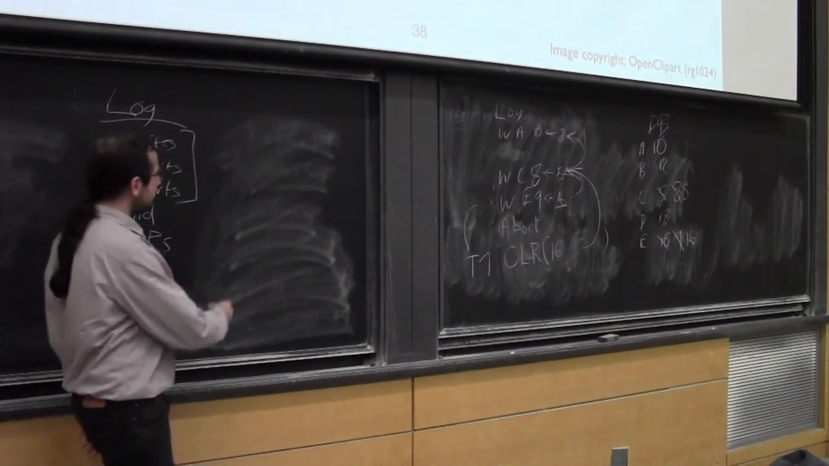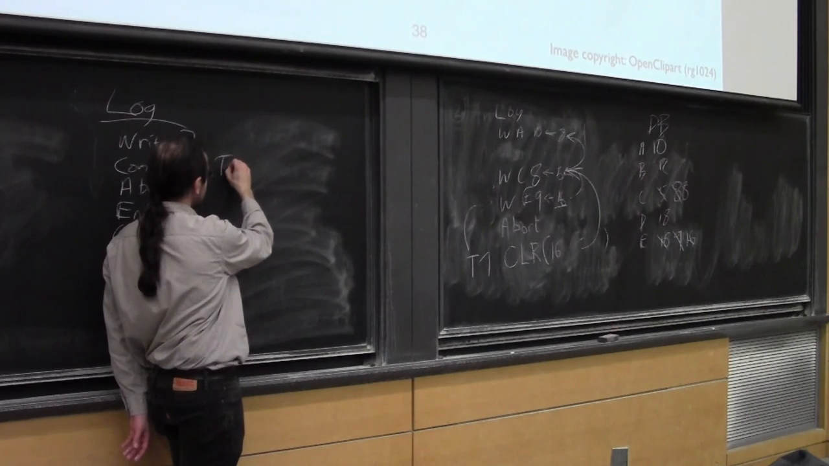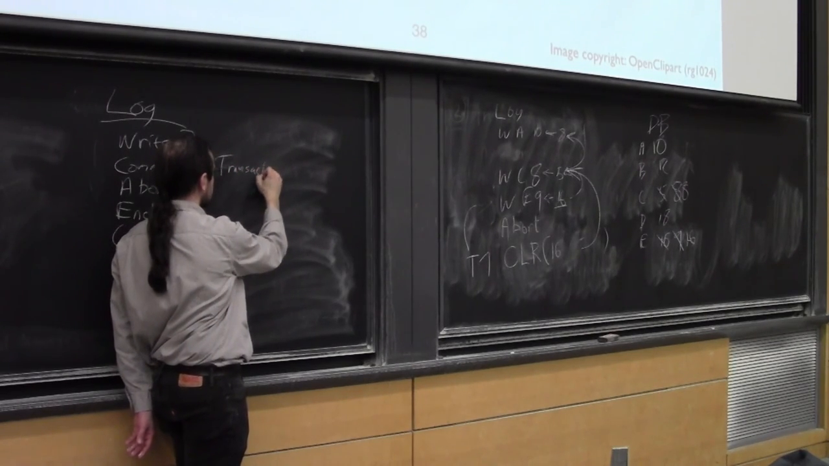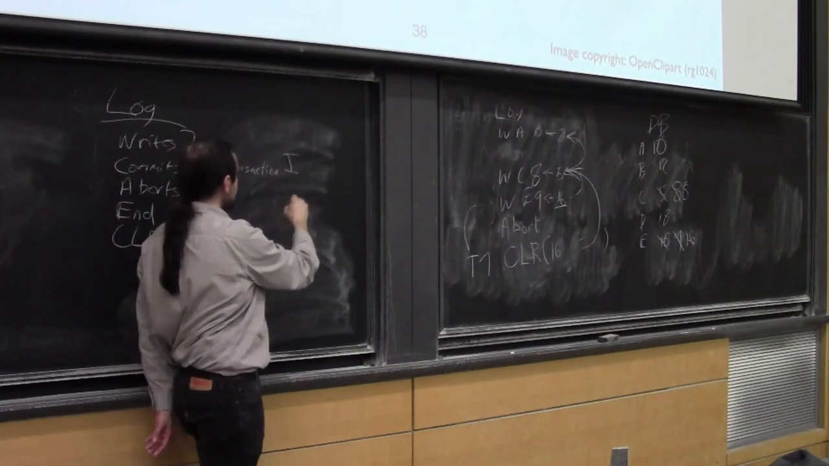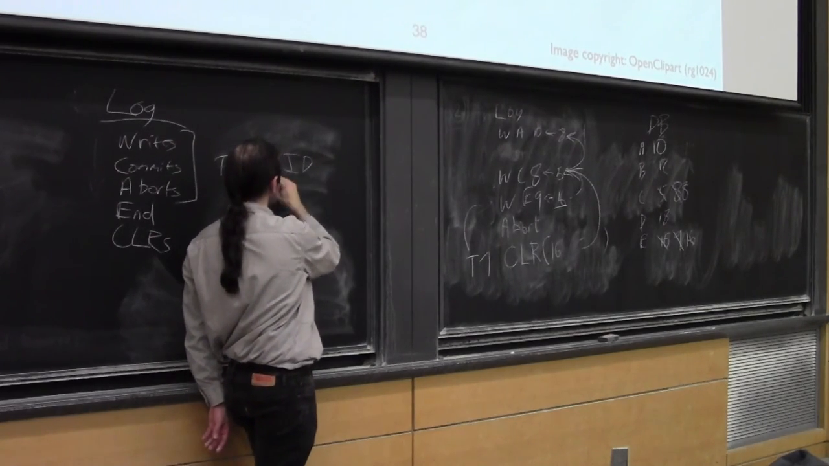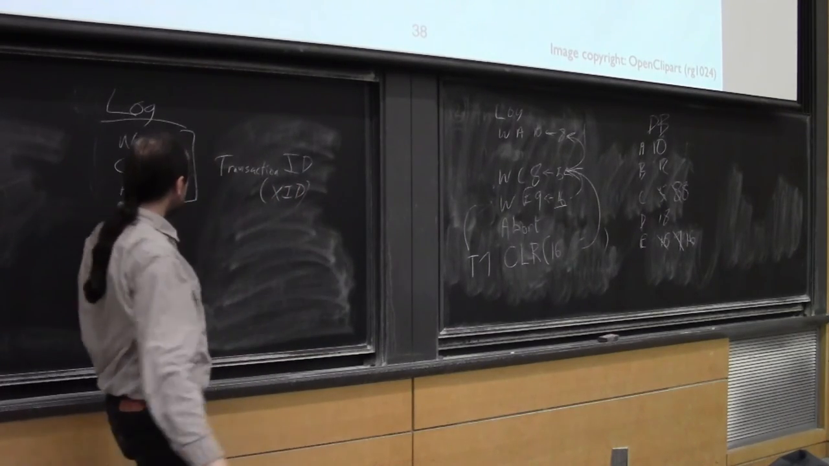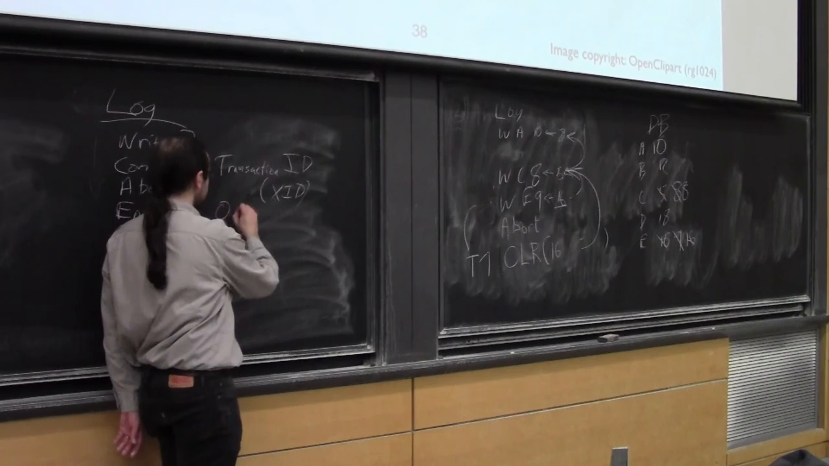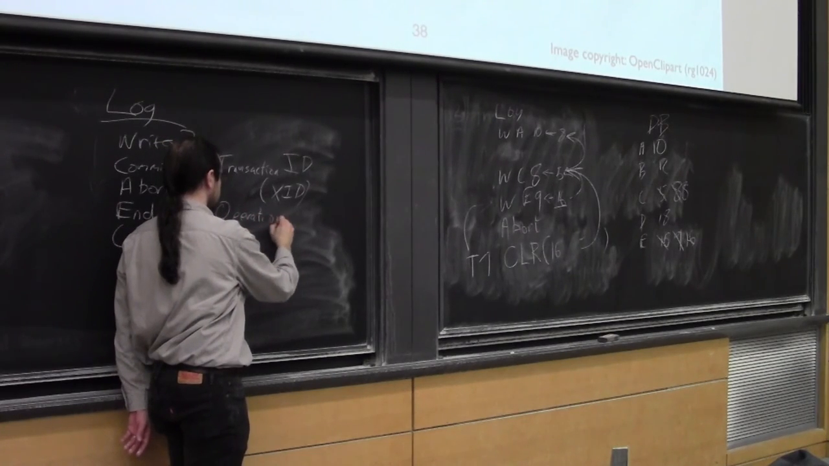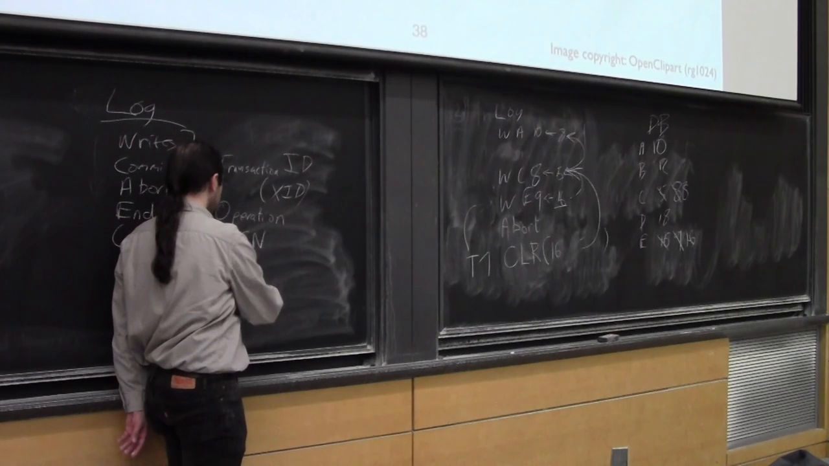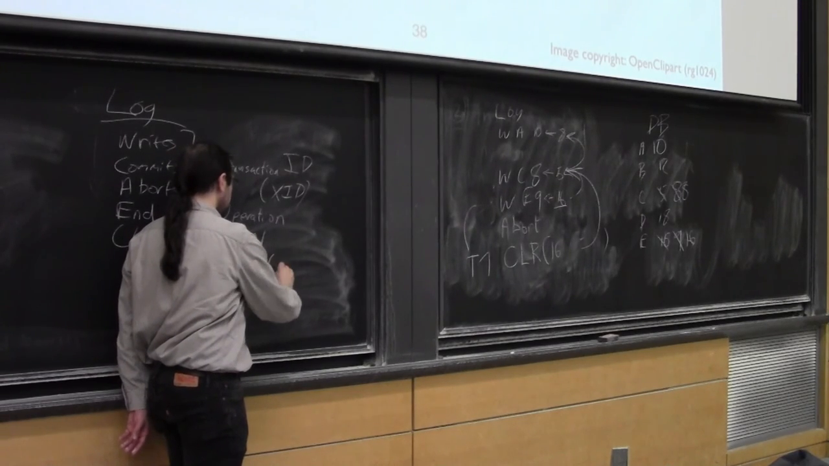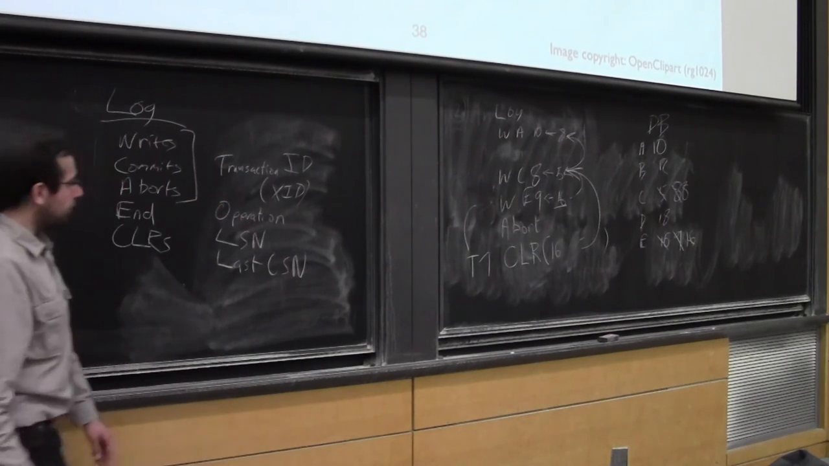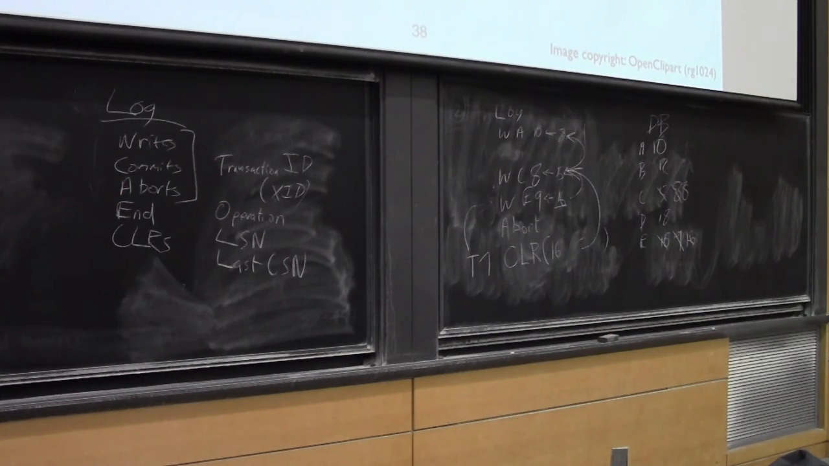So we're going to make sure that in our log entries we have a transaction ID for the transaction performing the operation, sometimes use XID for short. The operation, the log sequence number, as well as the last log sequence number for that given transaction.